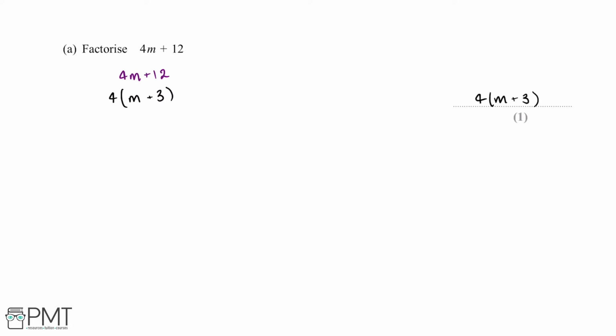Now if we wanted to check our answer, we could multiply this back out and check that we get the original expression. So we can do this by multiplying the 4 by both the m and the 3. And this would give us the original expression of 4m plus 12. And this question's worth 1 mark, and that's for the correct answer.